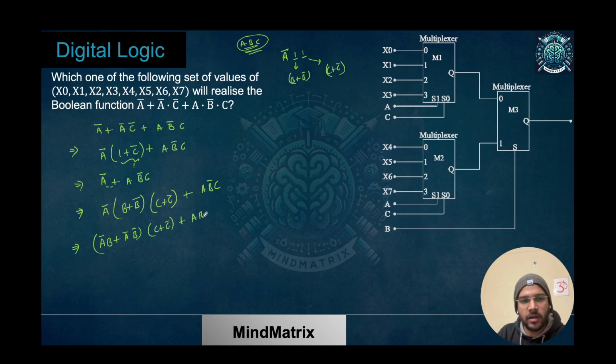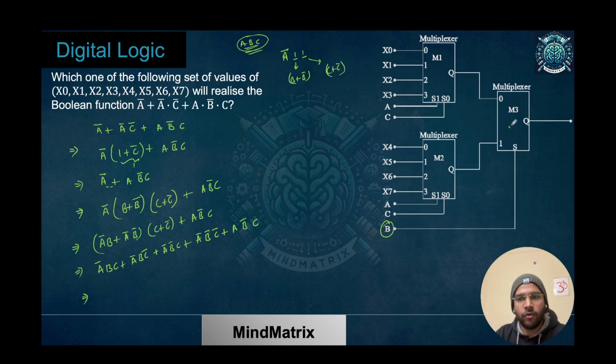Further we can expand it. So I will be getting A complement B C or A complement B C complement, right? And here I will be getting A complement B complement C or A complement B complement C complement, and here it is A B complement C. This is what we are getting. Now if you see in this question, for the last multiplexer we have B as the select line.